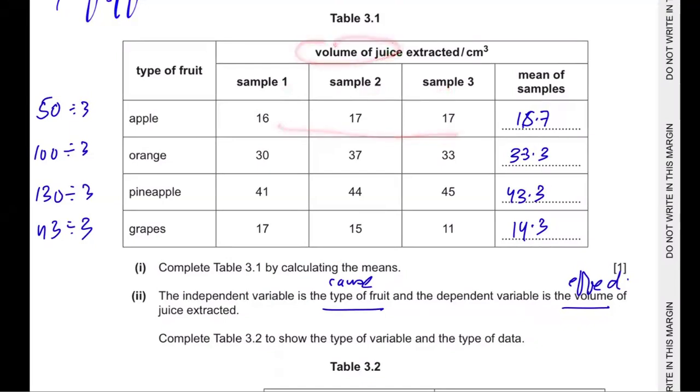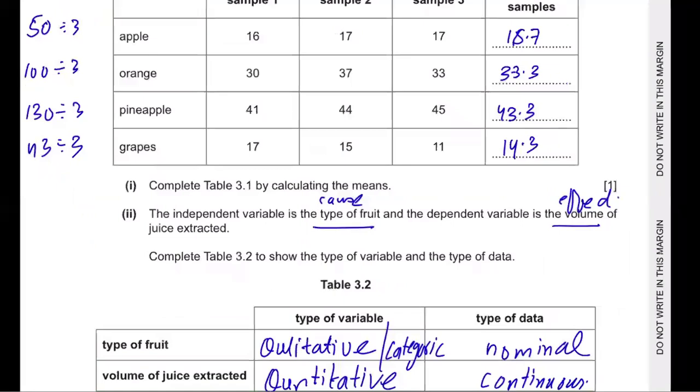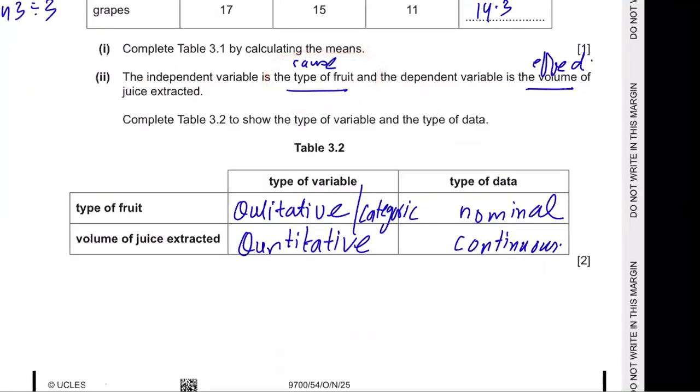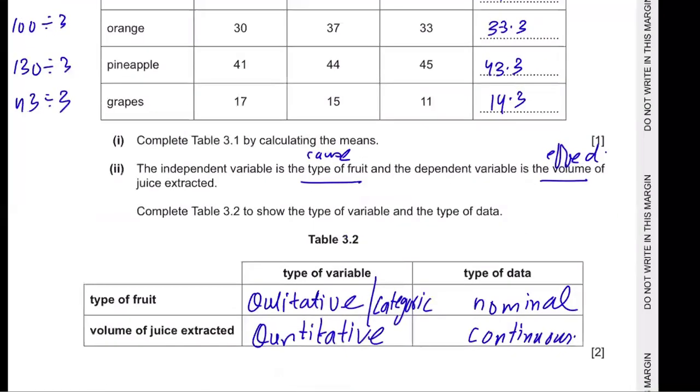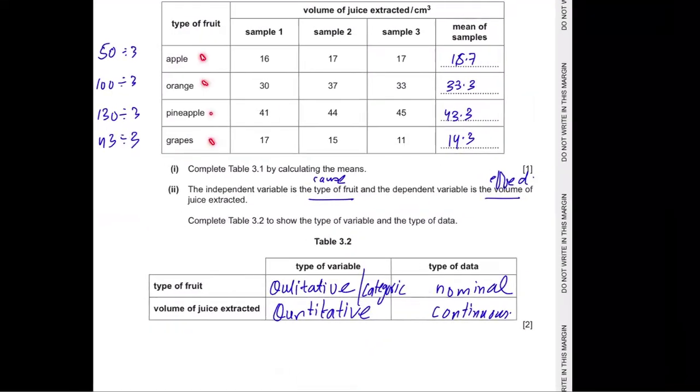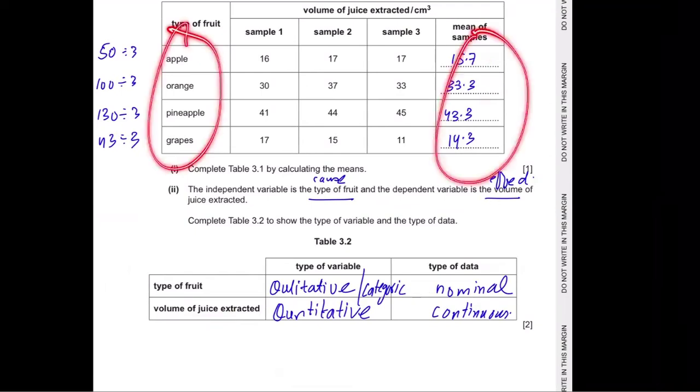You need to calculate the mean here. So you just add the three values and divide by 3, add the three values and divide by 3. So you calculate all these values here, and then you find the mean simply. The independent variable is the type of fruit, which is the cause, and the effect is the volume being extracted. So they are asking you the type of variable. The type of fruit is a qualitative or categoric variable, because apple, orange, these are different categories of fruits, and the volume of juice extracted is a quantitative measurement. So this is the qualitative variable, this is the quantitative variable.